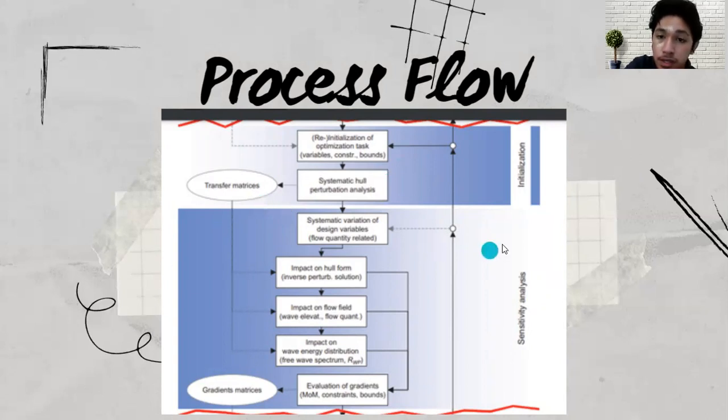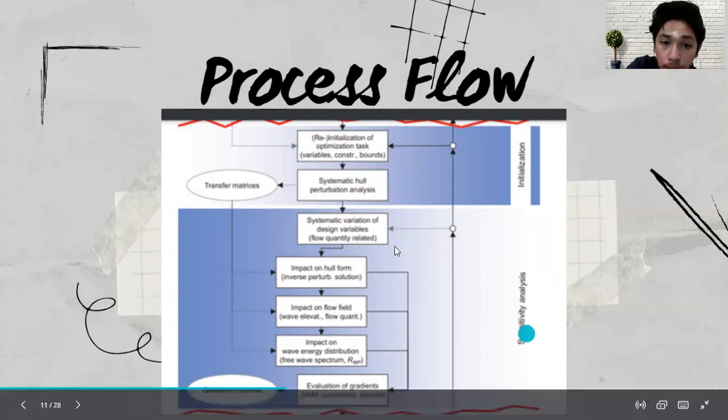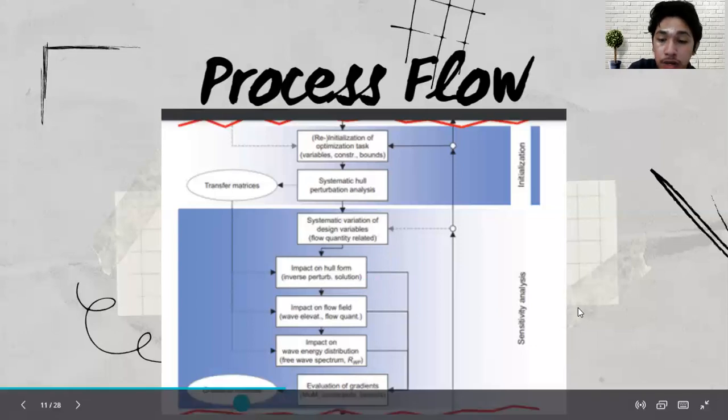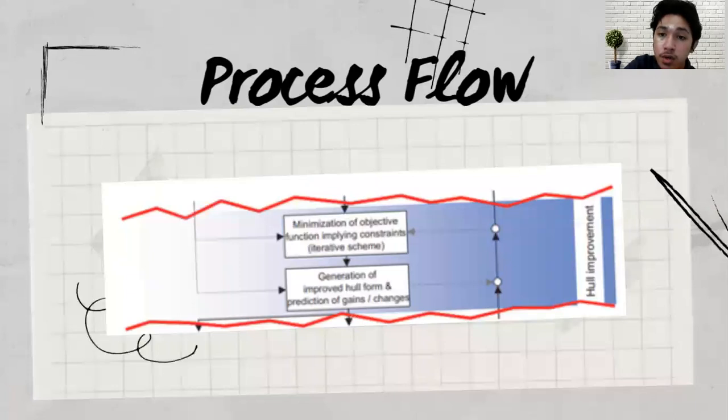After initialization, we perform sensitivity analysis, where we will evaluate the gradients, like the objective function, constraints, or bounds itself again. And then after that, we gain the gradient matrices. The next one is the hull improvement, where we minimize the objective function, applying constraints like an iterative scheme, and then after that, we generate the improved hull form and predict the gains or changes.